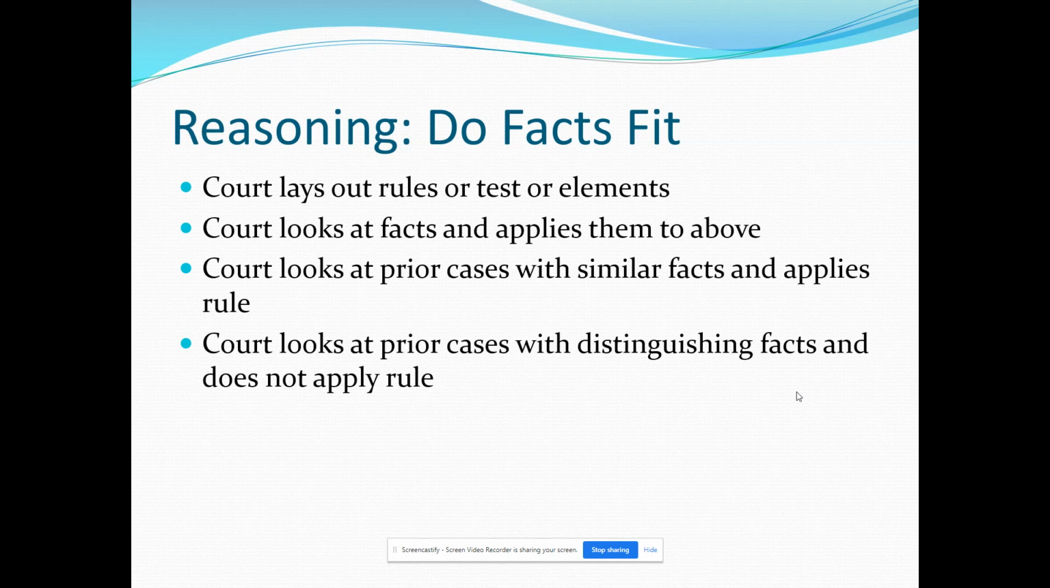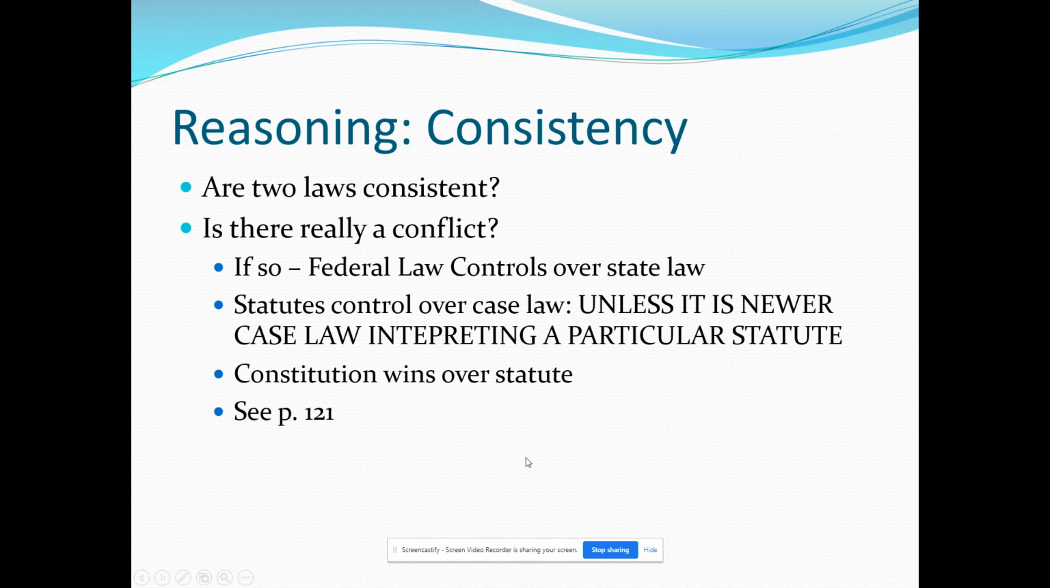Sometimes they look at prior cases with similar facts if you're doing kind of a common law issue, and apply the rules. If the facts in prior cases are different, then they won't apply the rule. So that's kind of how they do it.